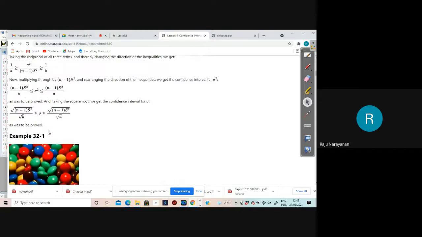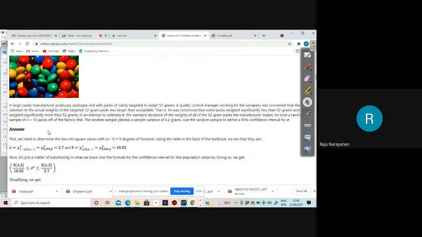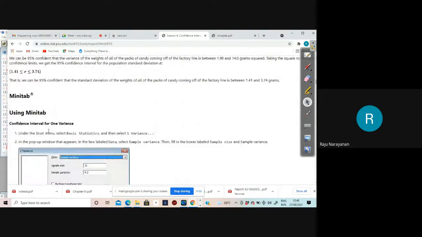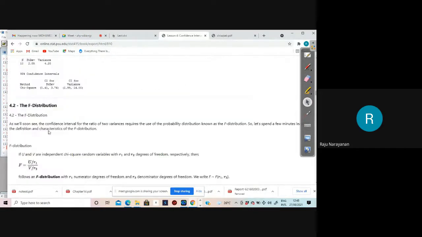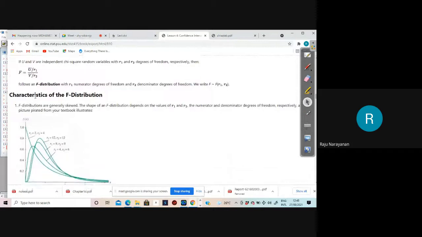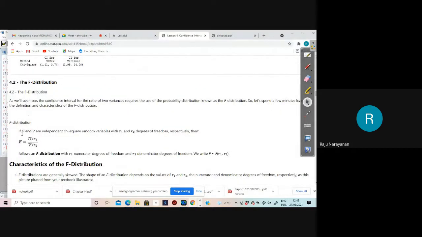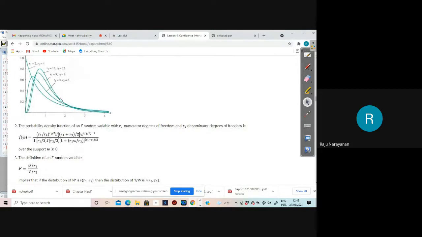And they have given a colorful example. Okay, they are using Minitab. Yeah, this is the F distribution. If U and V are independent chi-square random variables with r1 and r2 degrees of freedom, then (U by r1) by (V by r2) follows an F distribution. Properties for different degrees of freedom. This is a graph that we can easily see here.